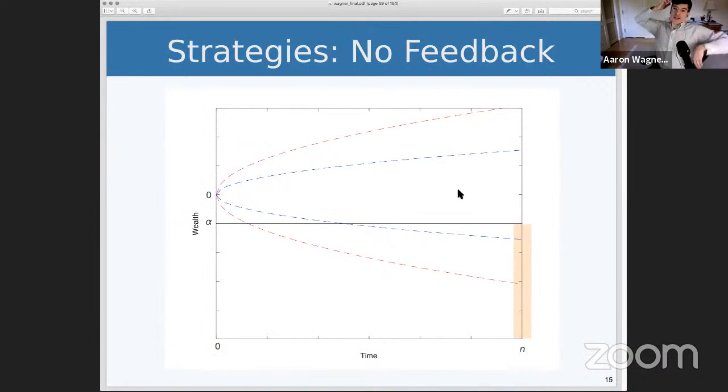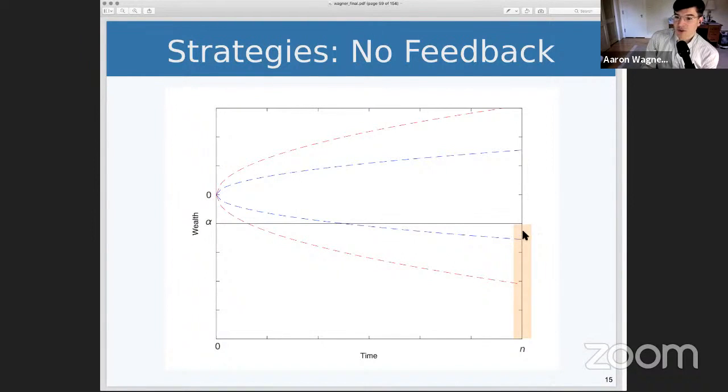All right, so what are the strategies? So let's start without feedback, that's simpler. Okay, so suppose alpha is negative, so you start above the threshold. Okay, all right, so it's all zero mean, right? Like, the returns are, you start with 0 and the returns are zero mean. Okay, so your expected wealth at time n is 0. All right, and that is above the threshold, right? So you're kind of expecting to win, right?